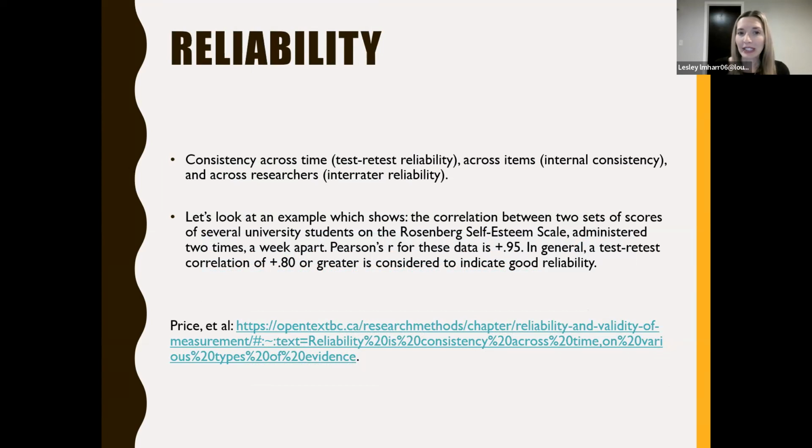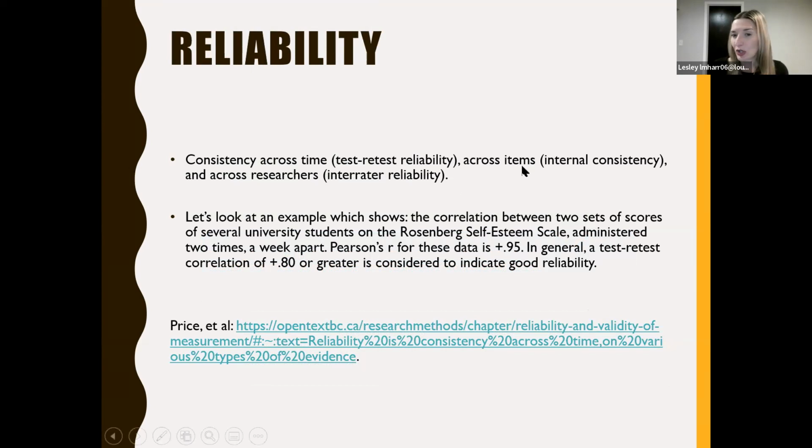Reliability really has to do with consistency across time. So I like to think of an analogy of an apple. If I have the same apple and I weigh it in the morning and then again in the afternoon, it should have the same weight. So that is consistency across time.